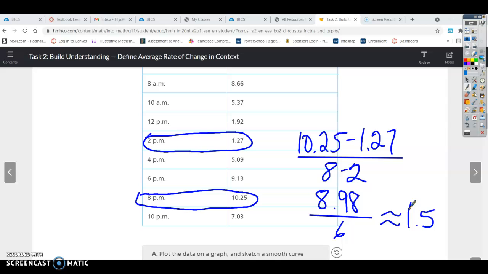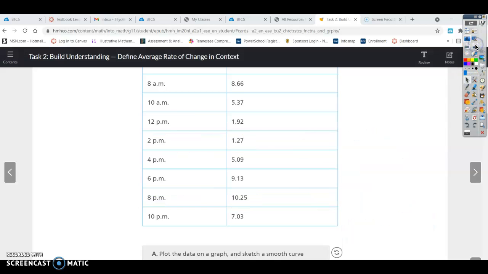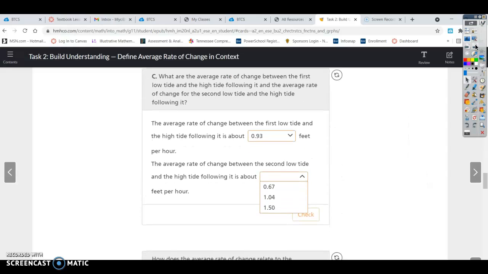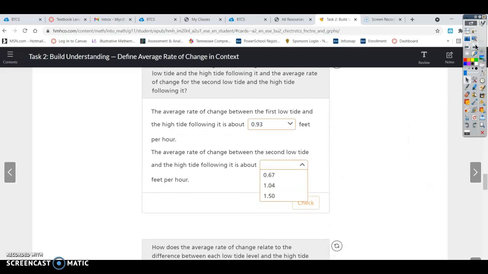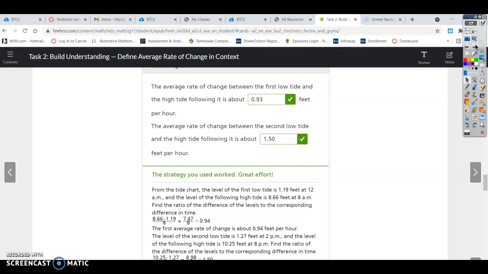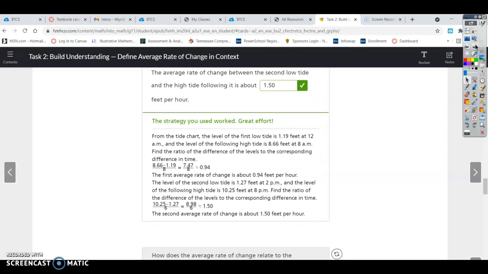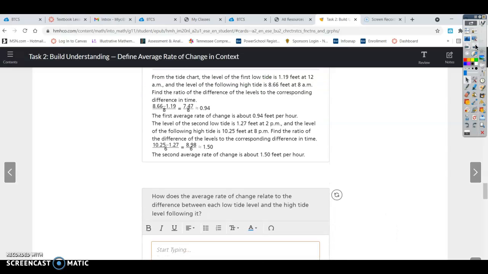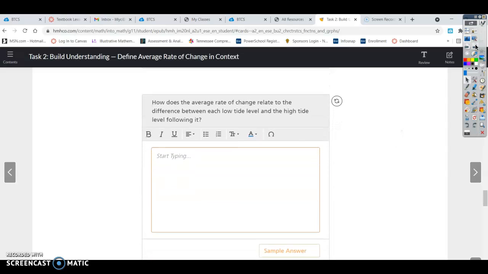All right, so we can go back and locate the question again. And we're going to choose 1.5. All right, so again, the average rate of change is very similar to the slope formula. If you have questions, please look through the explanation here. It is very detailed. Hopefully it will make sense.